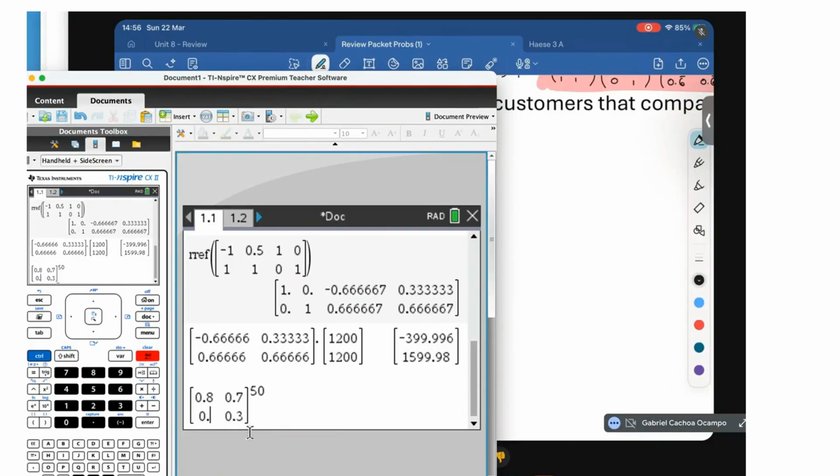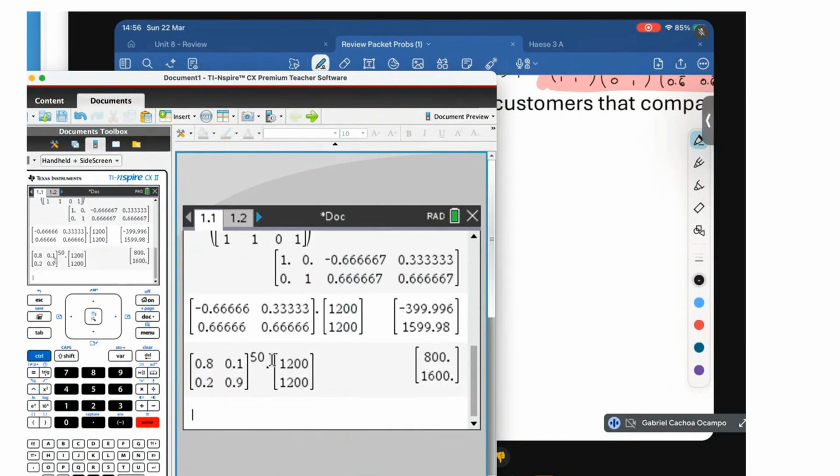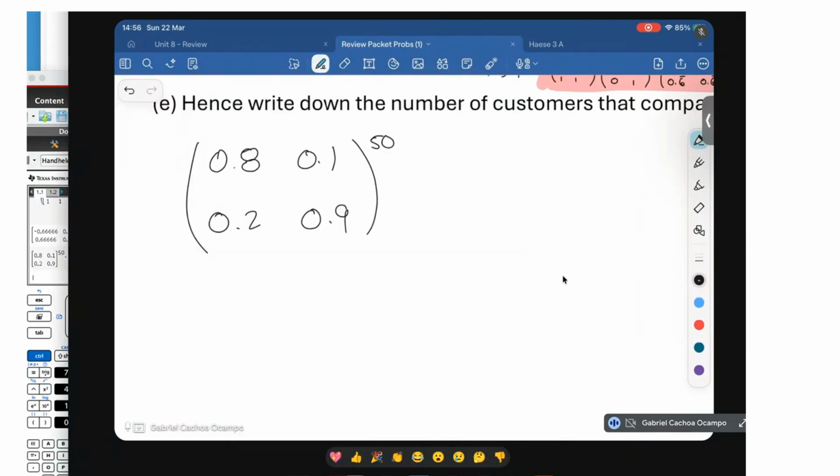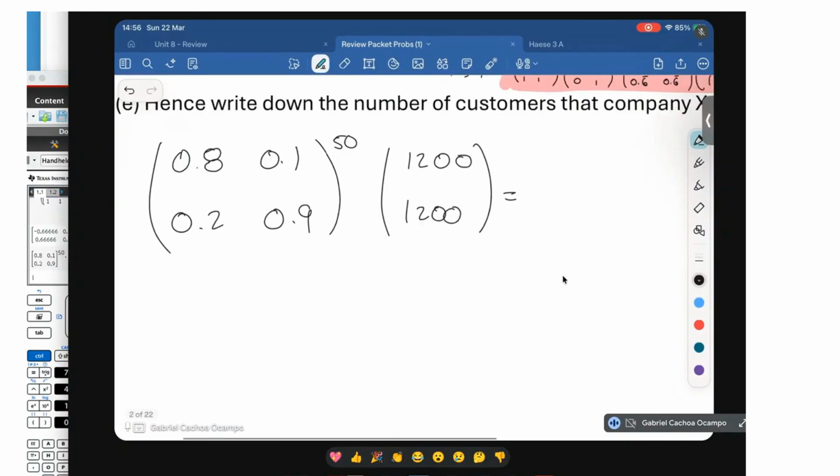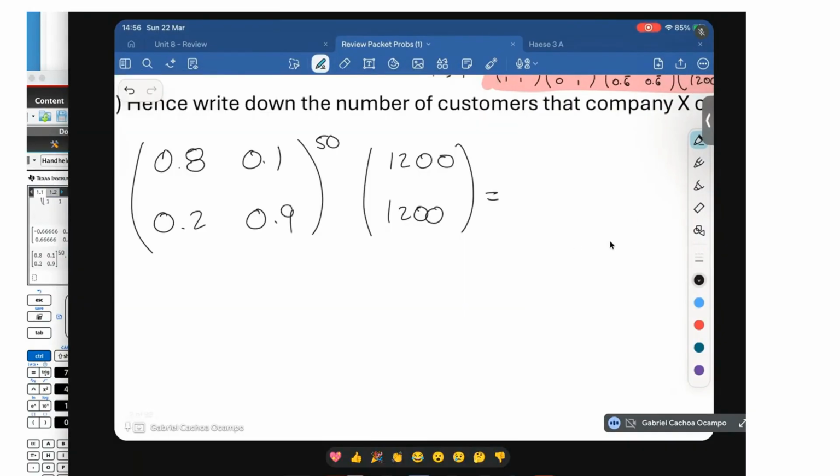0.8, 0.2, 0.1, 0.9 to the power of 50, and then let us multiply it by this amount of customers, which is 800, no? My steady state goes to 800. Another way, if I multiply this by 1200, I can see that I will have 800 and 1600.